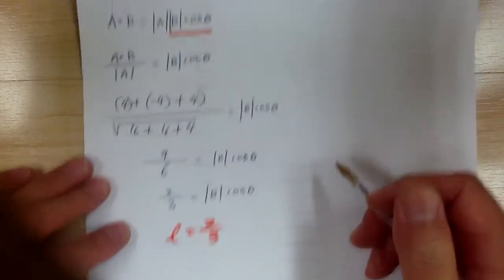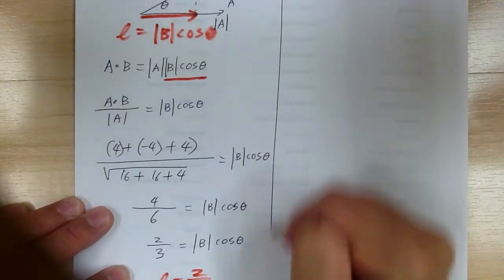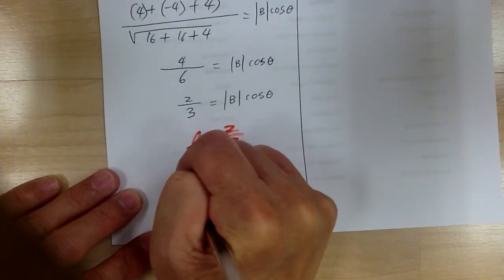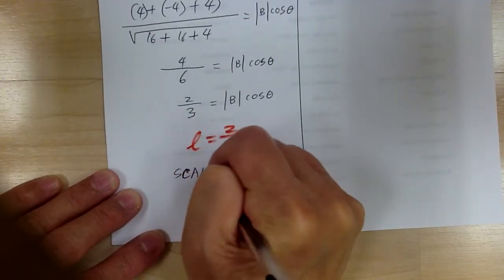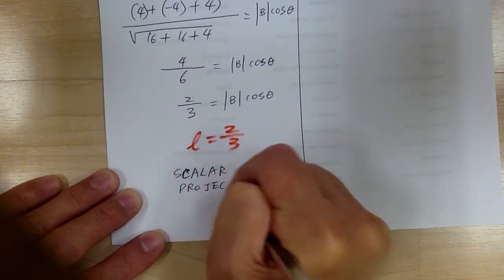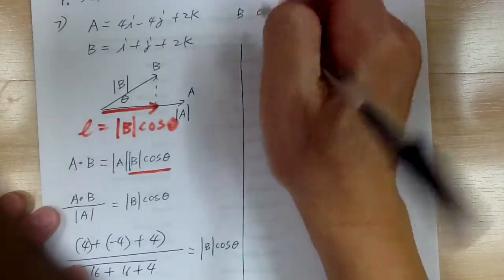Again, B cosine theta is the length, or the scalar projection. Okay. Now let's go and do the vector projection. So this is the scalar. Now let's go and do the vector projection.